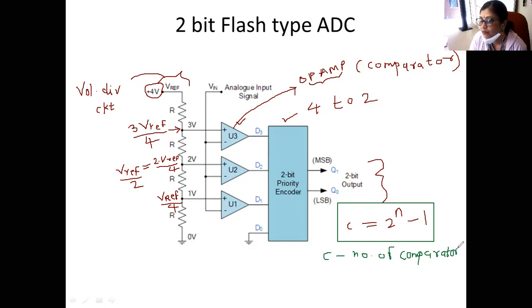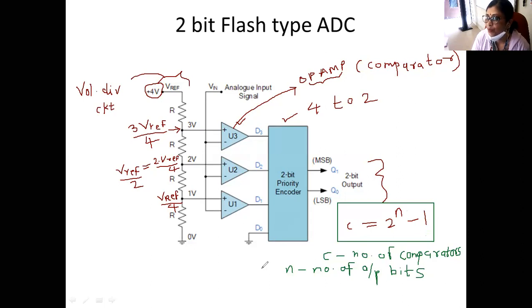Number of comparators, and N is the number of output bits. Now, if the number of output bits is 2, the number of comparators required to build the flash type ADC is 2 raised to 2 minus 1. So 2 raised to 2 is 4 minus 1, which is equal to 3. We require 3 comparators to build the 2-bit flash type ADC.